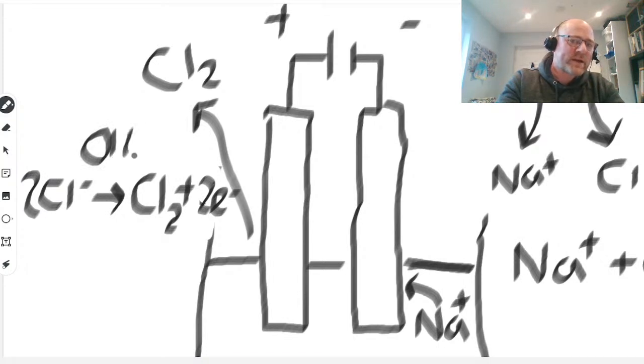So if you're asked, why does chlorine gas form at the positive electrode? Your answer would be, chloride ions are negative, they're attracted to the positive electrode, but more importantly, they become oxidized and they lose electrons at the positive electrode. Some people say the chloride is discharged into chlorine at the positive electrode. Okay, chlorine gas is formed.